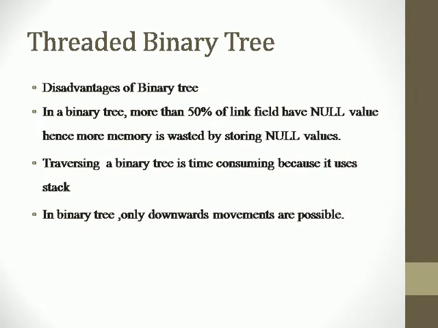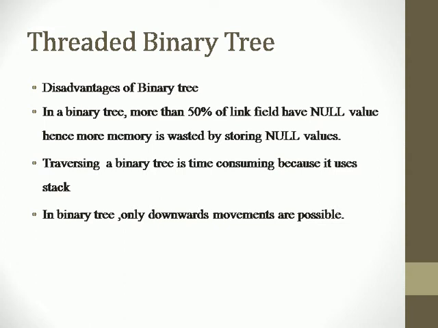So we can define the threaded binary tree based on the disadvantages of a binary tree. Binary tree has the following disadvantages. More than 50% of the link fields of a binary tree have null values. Hence, more memory is wasted by storing null values when we are storing the binary tree into the memory. The second disadvantage is that traversing a binary tree is time consuming because it uses a stack. We have a recursive call for the traversals of a binary tree.